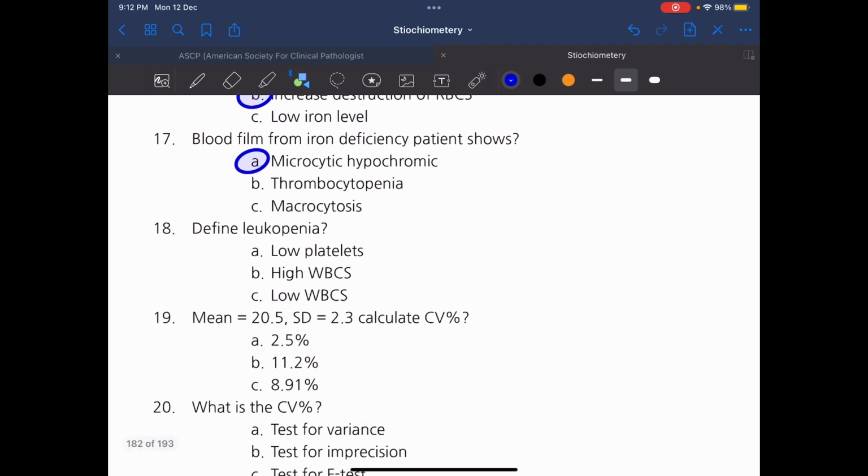Question number 18. Define leukopenia. It is low platelets, high white blood cells, or low white blood cells. Leukopenia is low white blood cells.